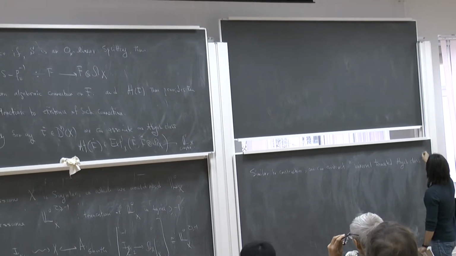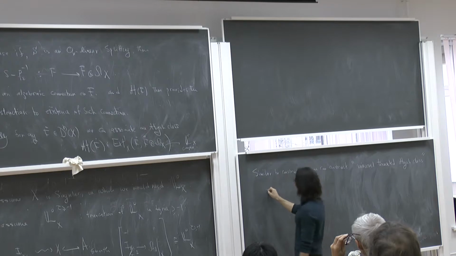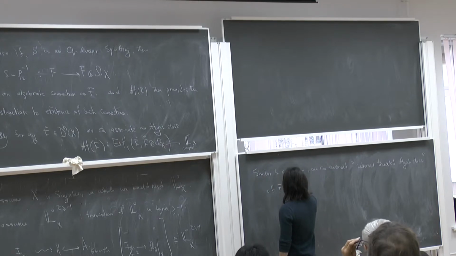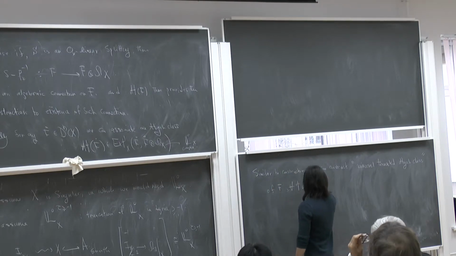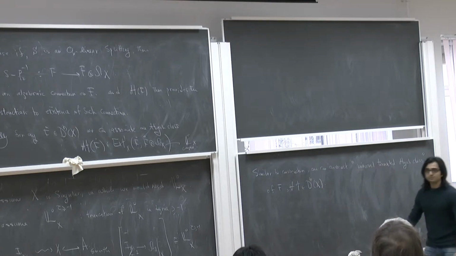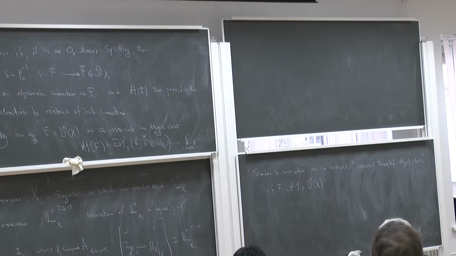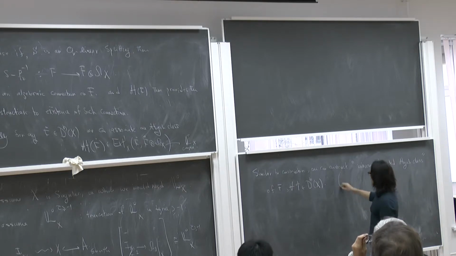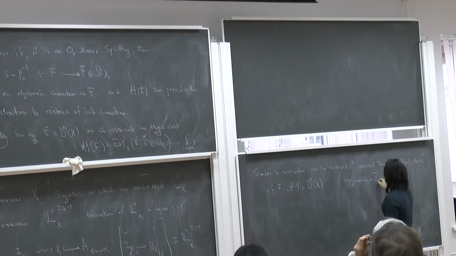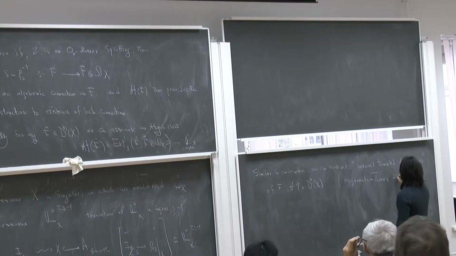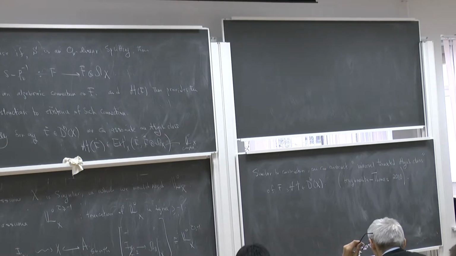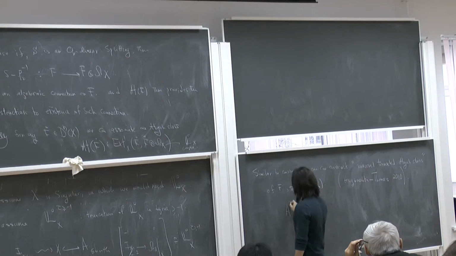Atiyah class of F, for any F an object in the bounded derived category of our variety. This notion of universal truncated Atiyah class is due to Huybrechts and Richard Thomas. So Huybrechts and Thomas in 2010 defined this object, and notationally we call it the universal Atiyah class of F.